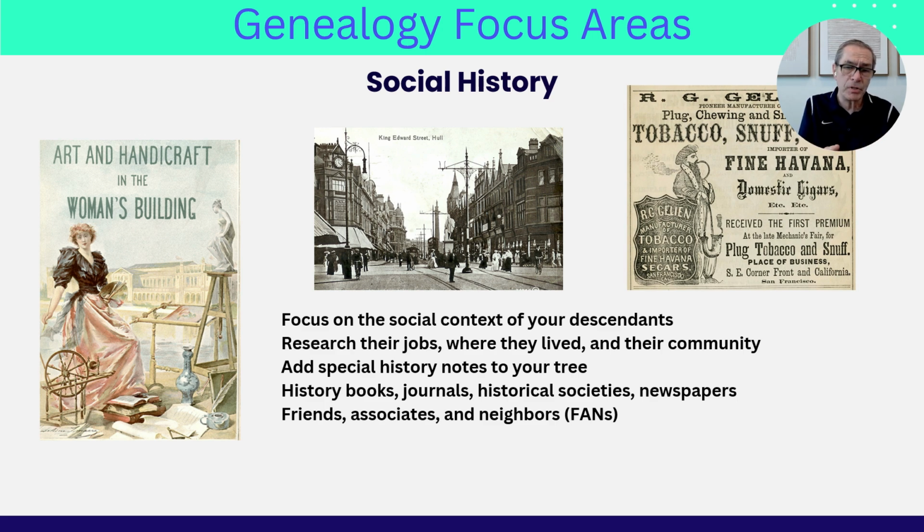There are lots of history books, and there are actually specialty websites for most jobs and most cities now. You can also add in friends, associates, and neighbors. If you had a family member who was a neighbor of a famous person or worked for the president or prime minister, add that in as part of the social context. So adding social history and family history to your lineage really builds out a tree. So take some time. This is not just about dates and people; it's about family and social history as well.